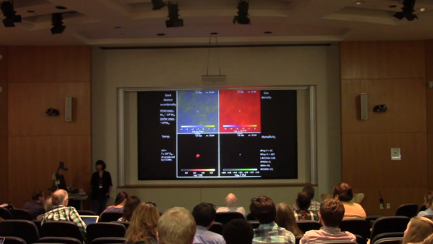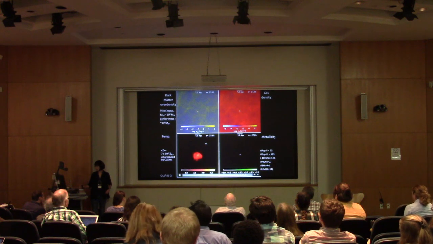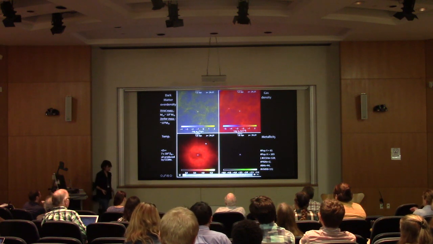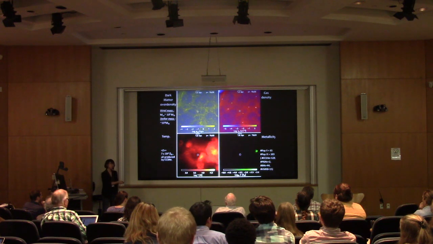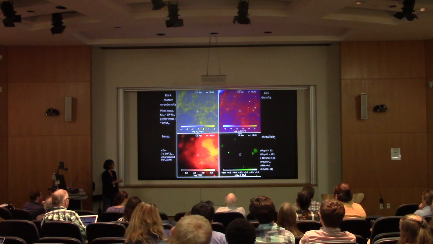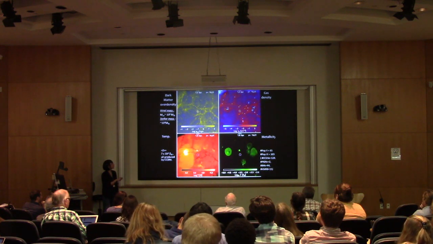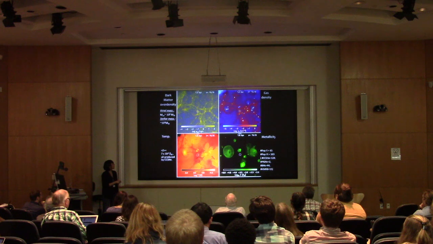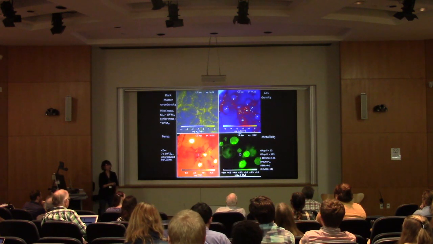Okay, so X-ray feedback and supernova feedback, we can include all of them, and then we can form first galaxies. This one is actually the same simulation I showed before, but for a little bit larger scale. You can see individual Population III stars forming everywhere. And at the end of the simulation, I found around 183 Population III stars.